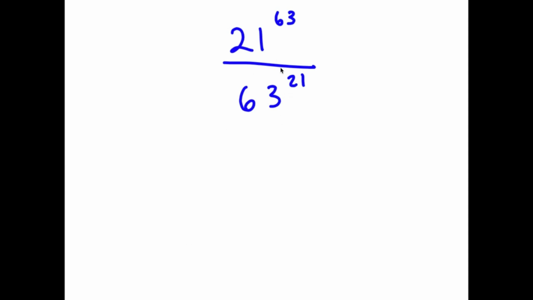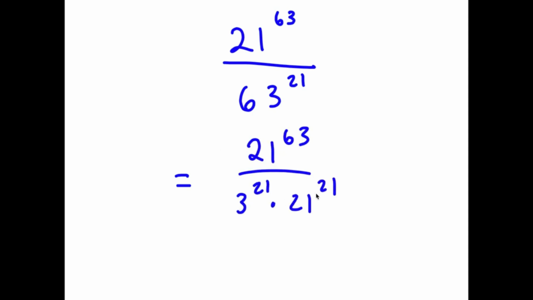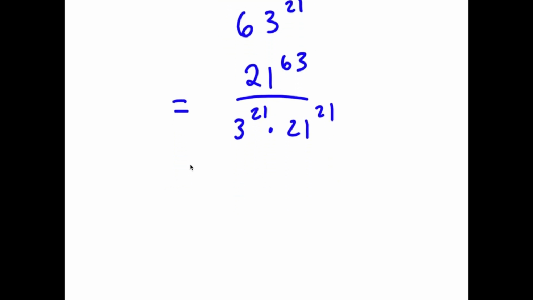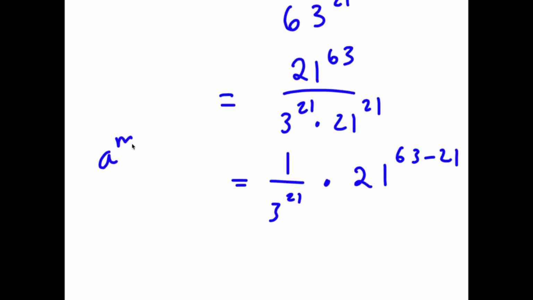Alright, so in this problem, I have 21 to the power of 63 over 63 to the power of 21. To solve this, I'm going to first rewrite this as 21 to the power of 63 over 3 to the power of 21 times 21 to the power of 21. Now, this is the same thing as 1 over 3 to the power of 21 times 21 to the power of 63 minus 21.